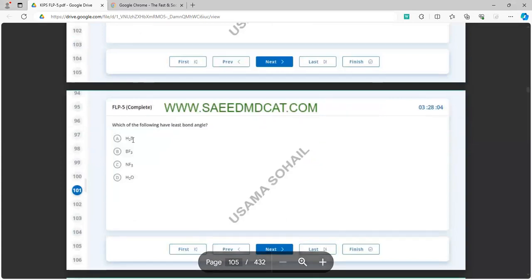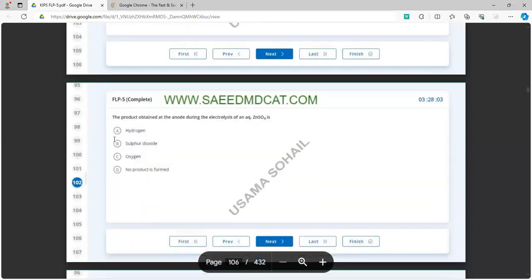Now in question 101, H2S has the least bond angle of 92 degrees. So that is the answer. Now in question number 102, the correct option will be C, oxygen gas. It will be released at the anode because it's negatively charged and it will be discharged instead of the sulfate ion.